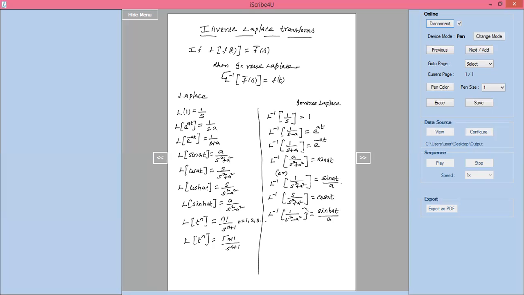Next, see here, cos at is there. S comes directly, so we may not multiply and divide here. So directly I'll write L inverse of s by s square plus a square is cos at.